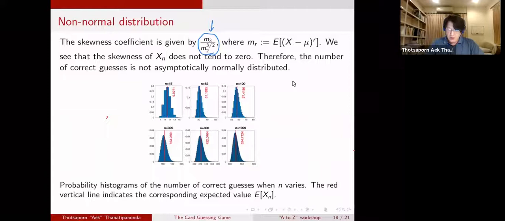So this is the picture that my colleague made. It's clear that for each different n, the distribution of the number of correct guesses, the X here, is skewed to the right. You see that the mean is to the right of the peak. So this is skewed to the right.